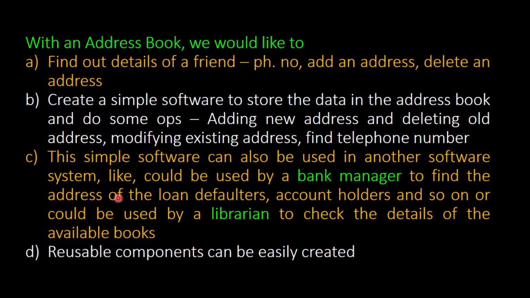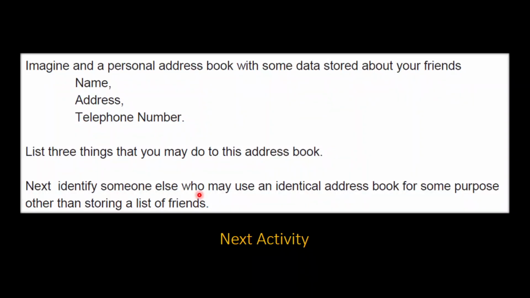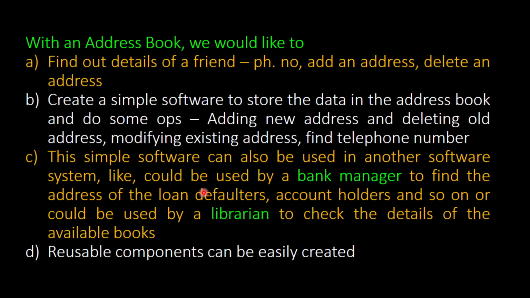And the third thing is that I've asked you to think about someone else who will be using a similar or identical address book but for some other purpose. In order to answer this, I can create a software. That software can be used by another person, let's say a bank manager. Instead of storing the details of my friends, what if he stores the details of his customers and the loan defaulters or account holders' details? The operation remains the same. You try to understand the concept here.